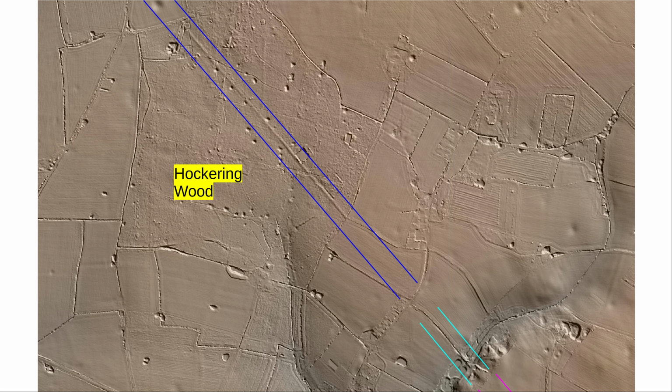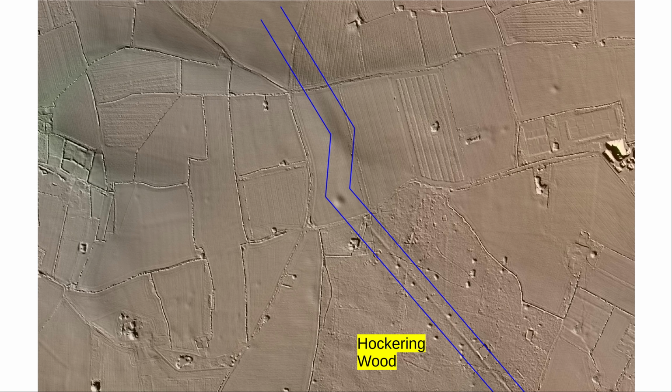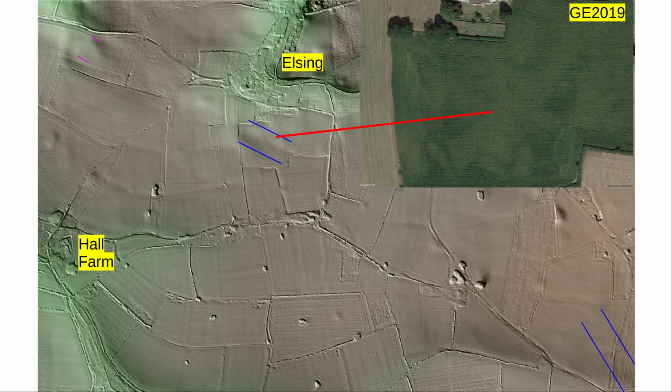Here the agger of the road is very clear and undamaged, preserved from ploughing by the ancient woodland. Leaving the safety of Hockering Wood, the road makes a sudden turn, apparently as a means to cross a low valley. The ground ahead may have been boggy, so they decided to take a quick detour on dry ground. The evidence for the road is sparse once again. There is a short section on the LiDAR and aerial photographs near Elsing, but we have to go further west to really pick it up again.